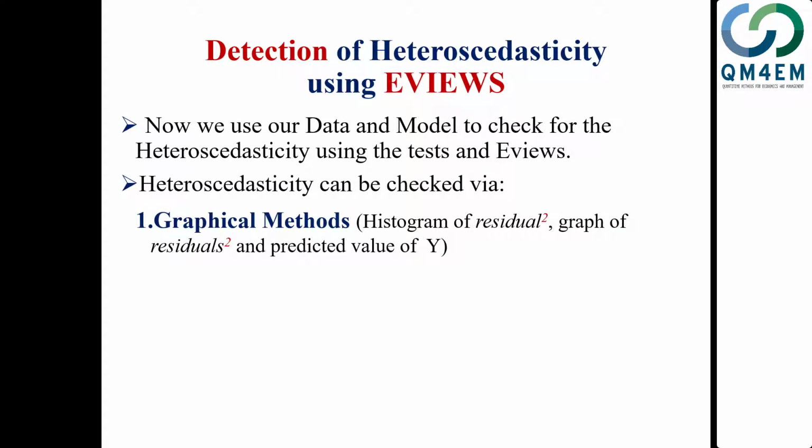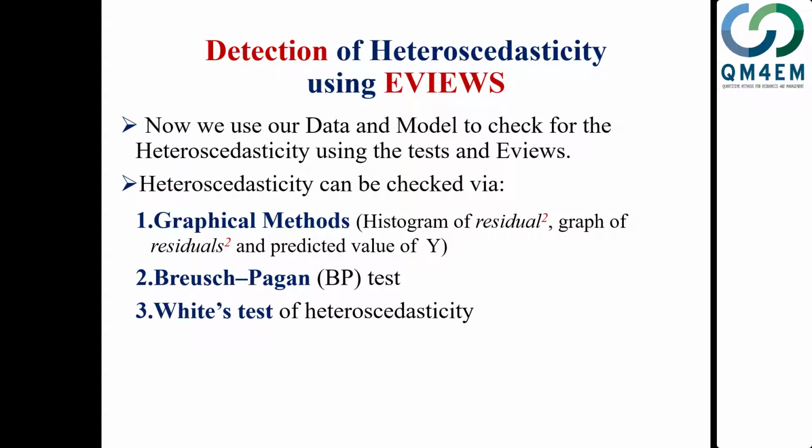So the tests, or the processes, which we discussed previously are listed below. The first one was the graphical method. In the graphical method, we saw two approaches. One was the histogram of the squared residuals, and the second was a graph of the squared residuals against the predicted value of the dependent variable. If this graph presents a pattern, we can suspect a possible problem of heteroscedasticity in our data.